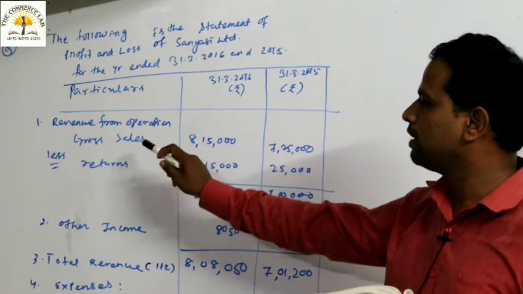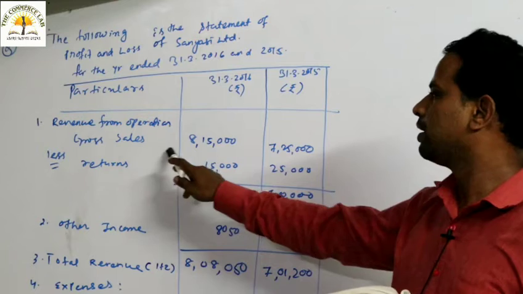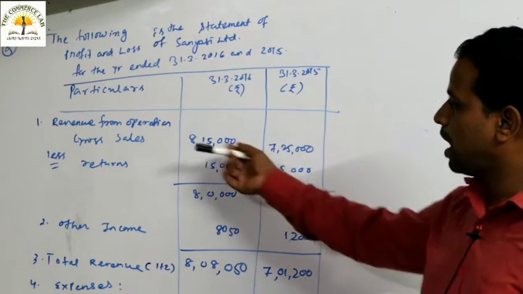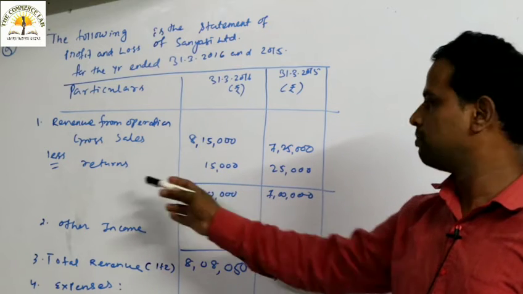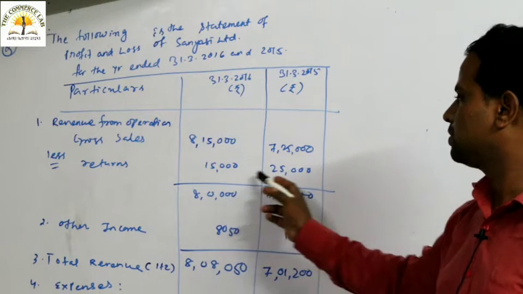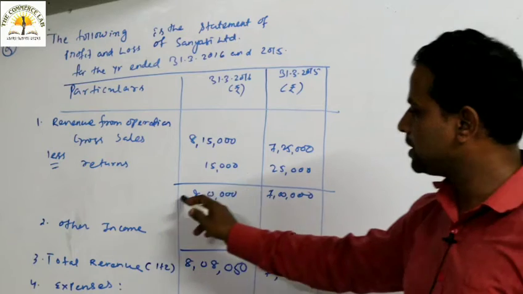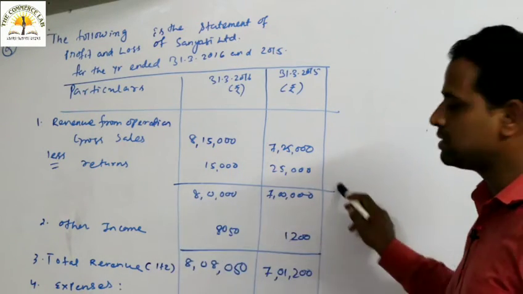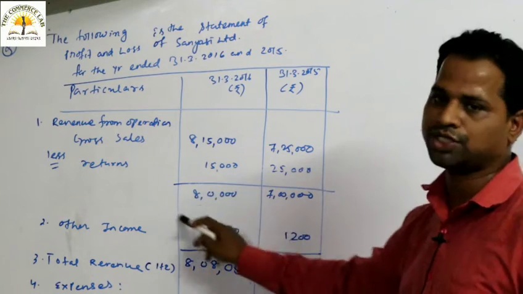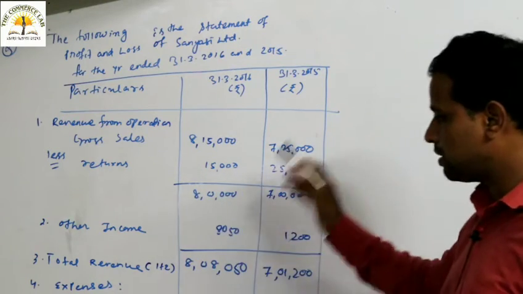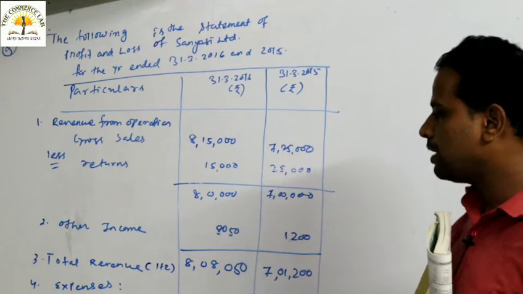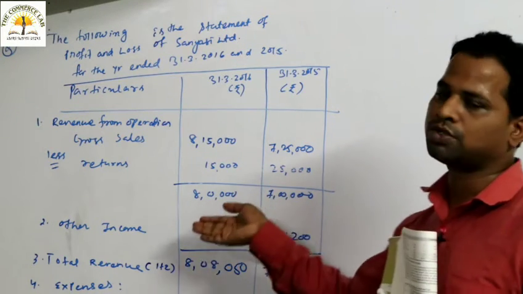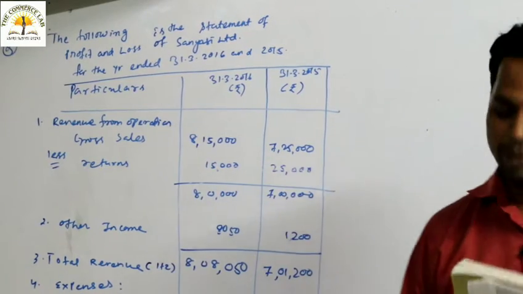So first thing, given revenue from operation. Okay, under that gross sales given 8,15,000, 7,25,000. Out of those sales, the return is how much? For 2016 15,000 and 2015 25,000. Means net sales how much has it become? 8 lakh and 7 lakh. This is the main. This is the sales from operation. This is the actual sales. This is the net sales. This is the main item, and whatever the other income will be there, whatever the other expenditure will be there, from this total, we have to calculate the percentage.